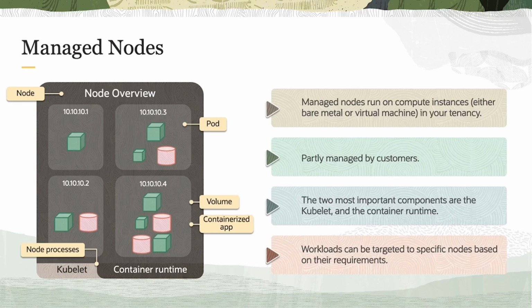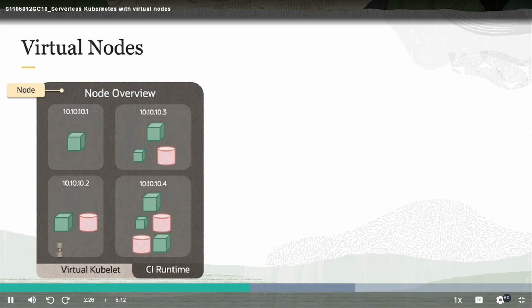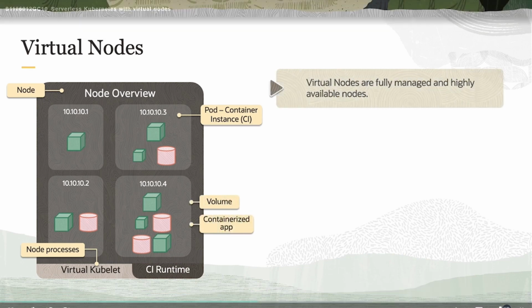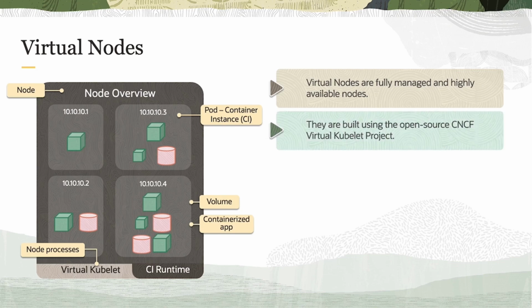So now that we have an understanding of how managed nodes operate, let's go ahead and understand the virtual nodes. Virtual nodes, on the other hand, are fully managed and highly available nodes that look and act like real nodes to Kubernetes. They are built using the open source CNCF Virtual Kubelet project, which provides the translation layer between OCI and Kubernetes. Also note, OCI is the first major cloud provider to offer a fully managed virtual kubelet product that provides a serverless Kubernetes experience through virtual nodes.